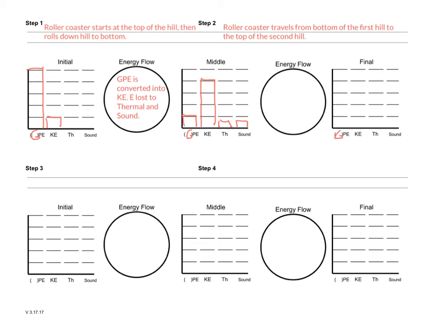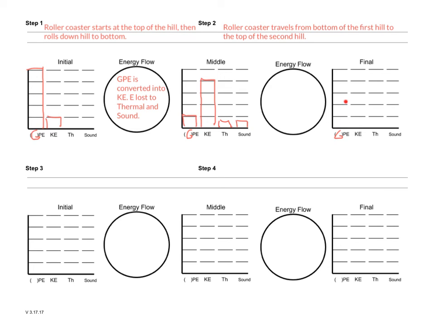In our energy flow here, I wrote that gravitational potential energy is converted into kinetic energy, and we have energy lost to both thermal and sound. As the roller coaster goes from its middle to its final, we have the roller coaster traveling from the bottom of the first hill to the top of the second hill. This is what we're starting with now. We're only going to focus on the gravitational potential energy and the kinetic energy because the thermal and the sound, remember we said, was lost to the surroundings.